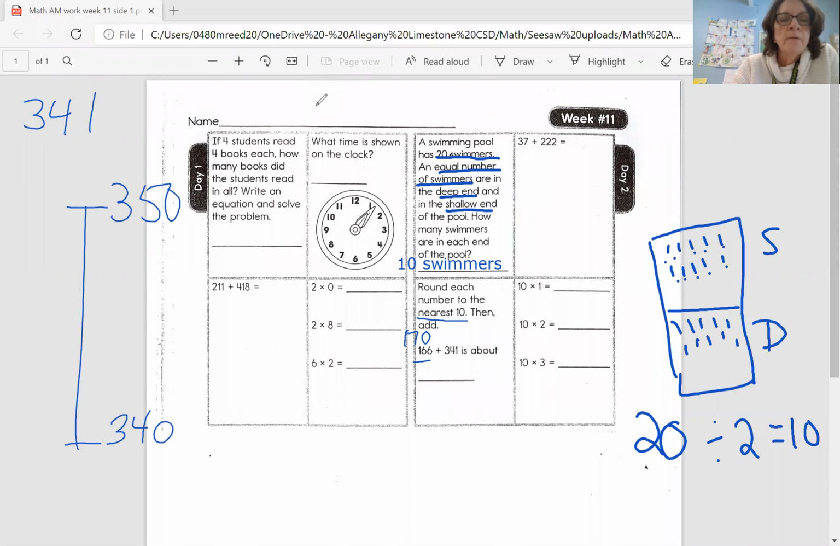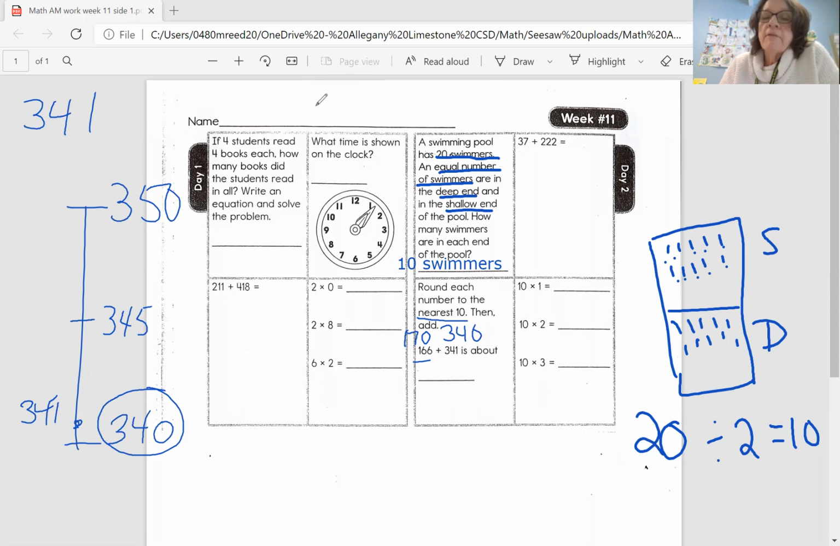Remember, we need to find our midpoint because that tells us which number it's going to be closer to. So halfway between 340 and 350 is 345. 341, if I plot that on this number line, it's going to be down here. So 341 is closest to 340. It's below the midpoint, so I'm going to round it to 340.